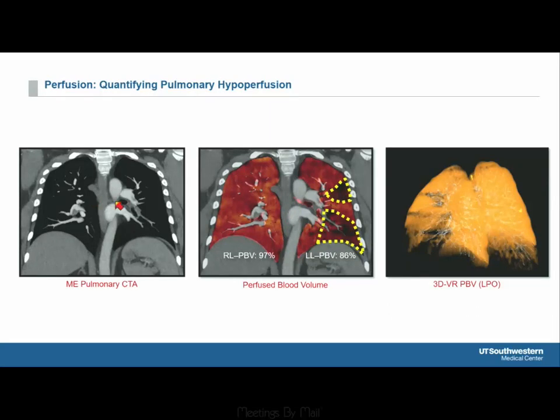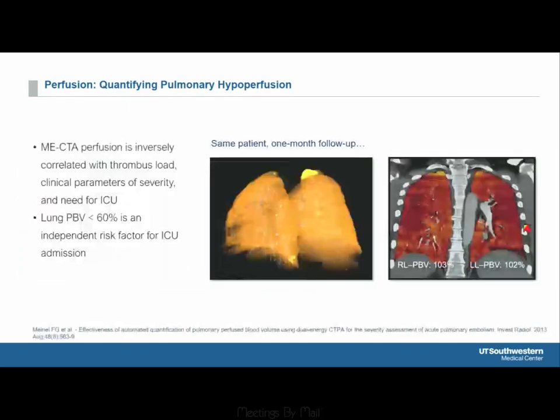So here we have an extensive pulmonary embolism involving lobar and segmental levels bilaterally. And by applying this quantification method, the left lung had a perfusion of 86% in comparison with 15% of the pulmonary artery. And the mean perfusion in the right lung was 97%, so those numbers can be used as a quantitative parameter of perfusion.